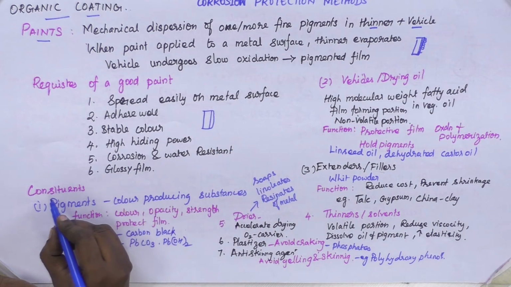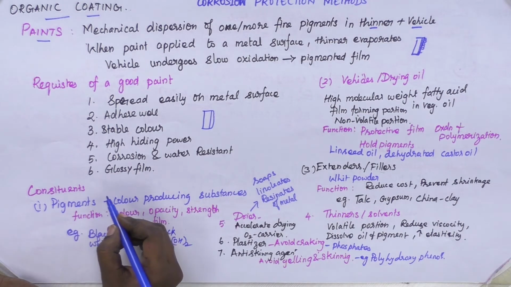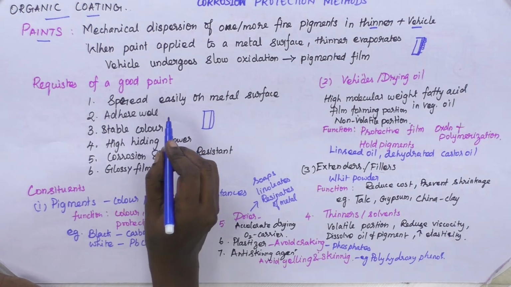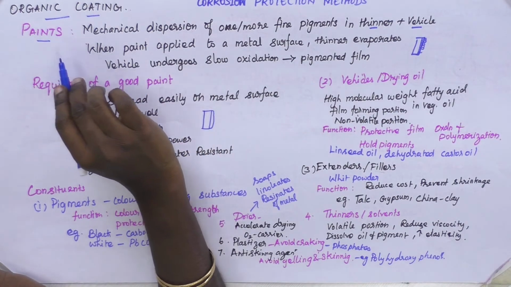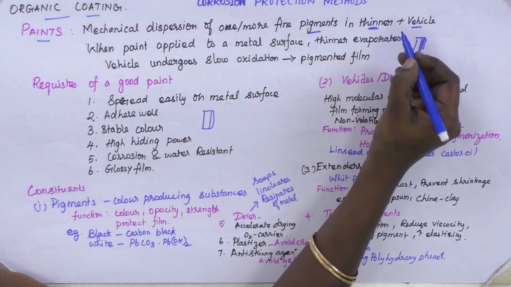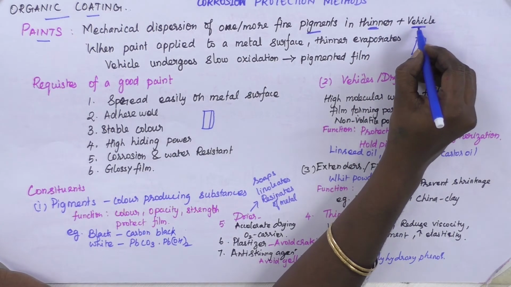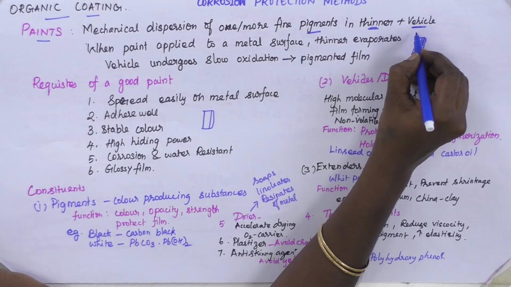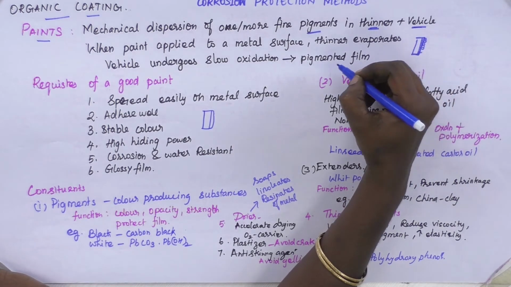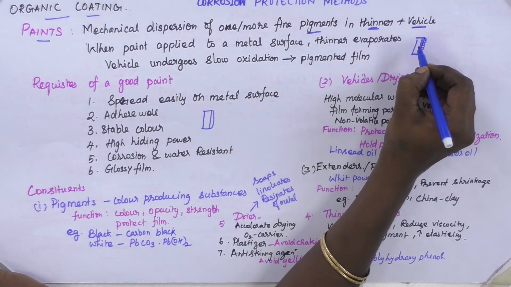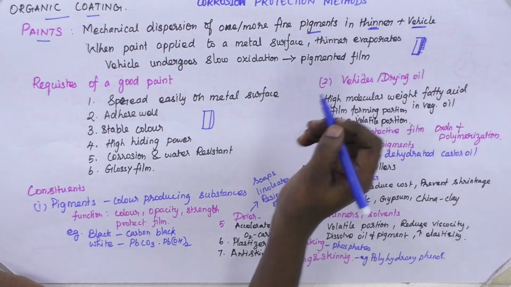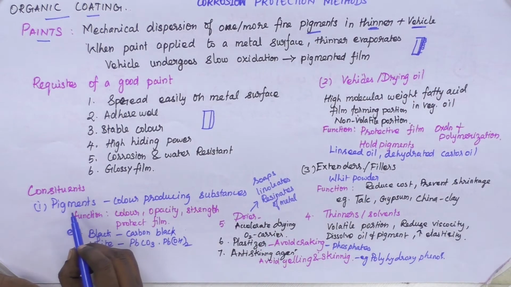Now we are going to see the constituents of paint. As we saw earlier in the definition of paint, there are three main ingredients: the first one is pigment, the second one is thinner, and the third one is vehicle. In addition to these three constituents, we have some more constituents to make the paint film stable and fine. So now we are going to see the constituents of the paint.